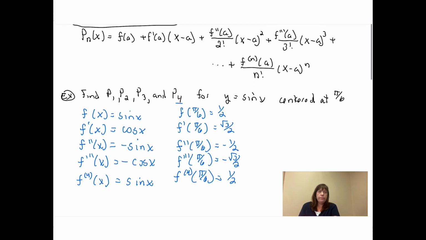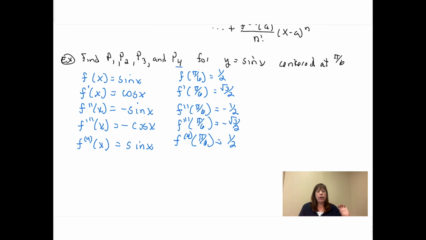So let's find P1. For P1, we take f(a) plus f'(a) times (x minus a). In this case, our f(a) is 1/2, which we figured out in the second column up here, plus our derivative, which is square root of 3 over 2, times, in parentheses, (x minus pi over 6). All right, so now let's take a moment to go to our graph and look at what that function looks like.